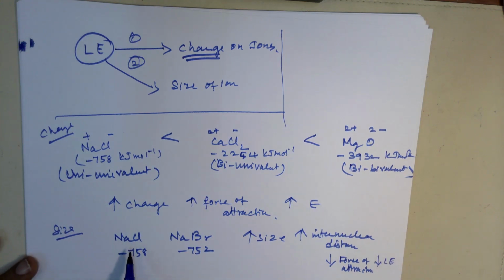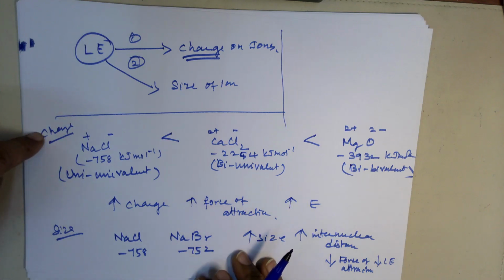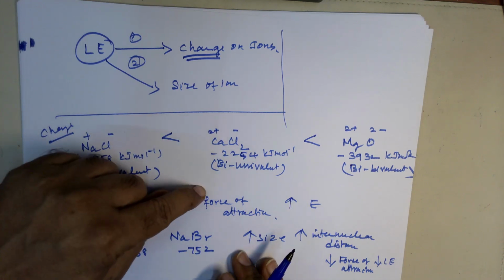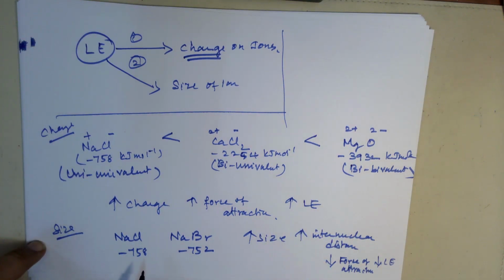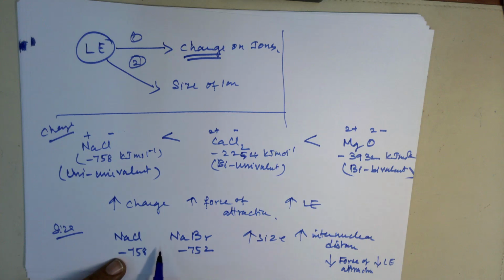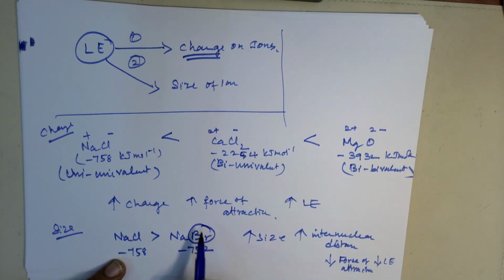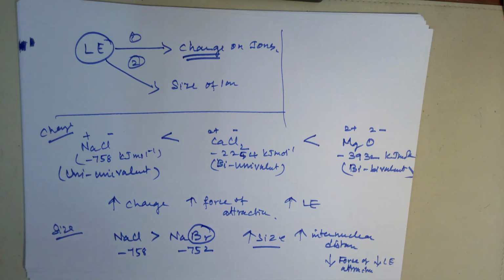So don't forget all these things. As far as charge is concerned, higher the charge, higher will be the force of attraction, and thereby the lattice energy is high. Regarding the size, in this case, you know very well, NaCl has more lattice energy than that of NaBr. Why? It is because of the size of the Br. So the size has increased, and thereby there is an increase in the internuclear distance, and that is responsible for the lowering of the force of attraction, and that is why the lattice energy is also decreased here. Okay.